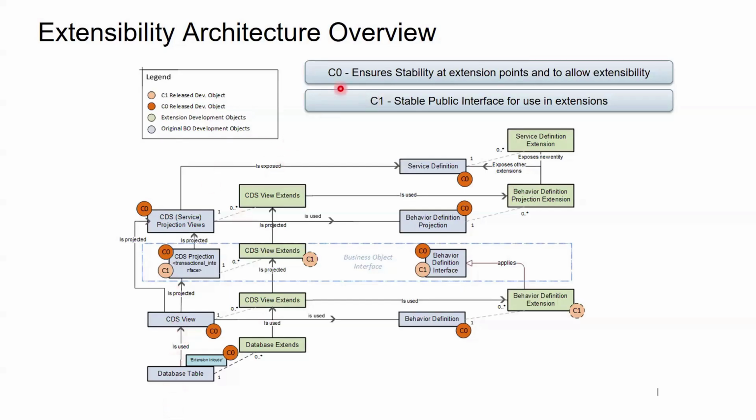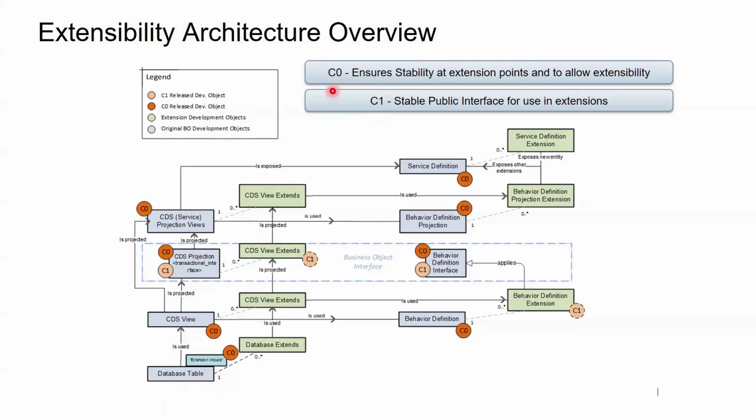So you see these objects, C0 and C1. C0 is for the extension points, which are allowed for extensions. So if the objects are allowed for extensions, you will be able to see the release contract as C1. You will be able to see this for each object in the API state in the ADT. If you go to the properties, there will be API state, and you will be able to see the release state of each one of them.